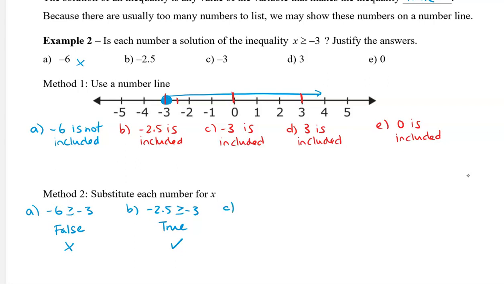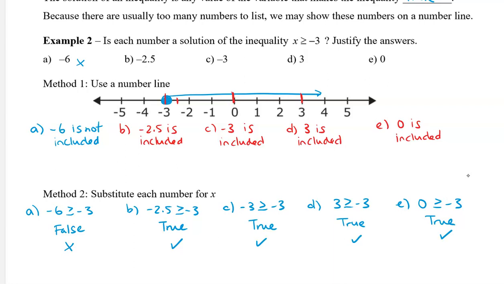C, is negative 3 greater or equal to negative 3? Now it's not greater than negative 3, but it is equal to. So the inequality is greater or equal to, and it is equal. So that is true, and that's correct. D, we have 3 is greater or equal to negative 3. A positive number is greater than a negative number, so again, this one is true. And then the very last one, is 0 greater or equal to negative 3? 0 is bigger than a negative number, so this one is true, and we put a check mark for this one as well.